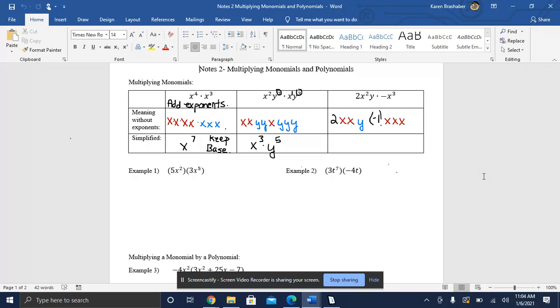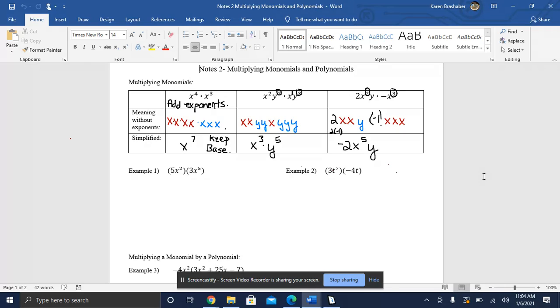Now, our 2 coefficients, the 2 and the negative 1, will multiply together. So that will give us negative 2. Then we'll keep our base of x, and we have 2 and 3, so that would be 5, and then we have a y. So negative 2 x to the 5th y.